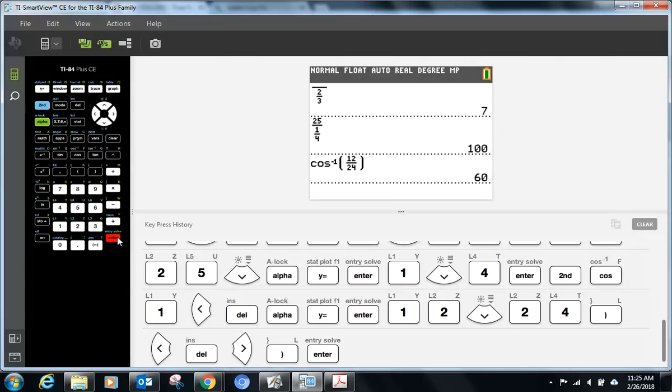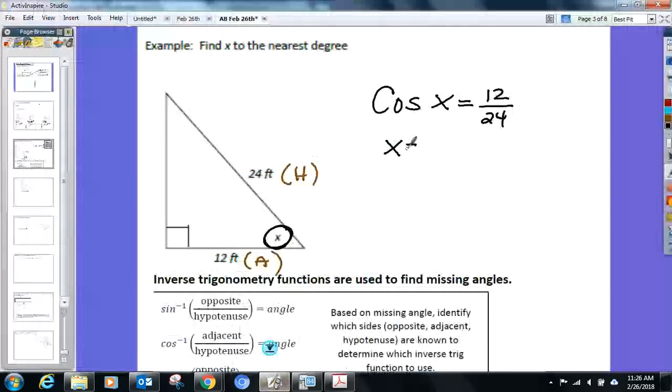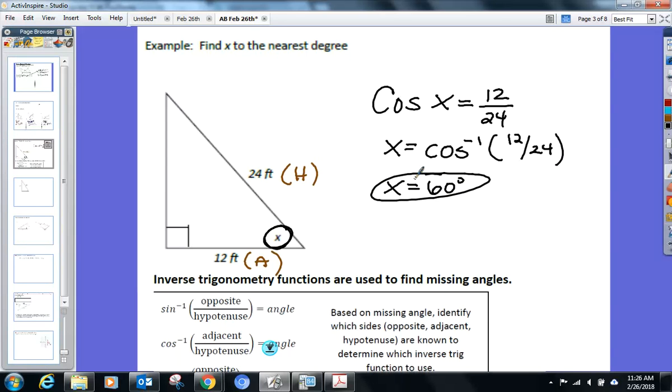So what degree measure has a cosine ratio of 12 over 24? 60 degrees. All right, so x would be equal to inverse of cosine 12 over 24, which we just found out from the calculator is 60 degrees. So if you want to find the angle, it's always the inverse of sine, cosine, and tangent. If you want to find the side, then yes, you use sine, cosine, tangent, not its inverse.